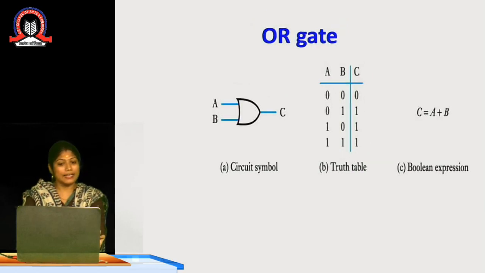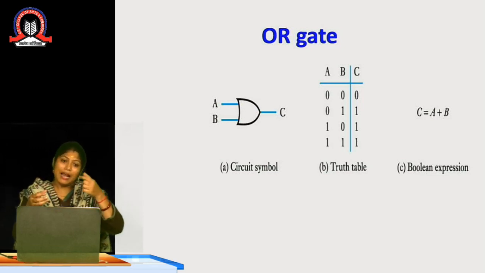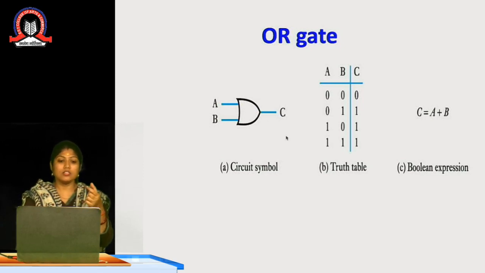Coming to the second basic gate, the OR gate. When I talk about ORing, doing OR means we are adding the bits. This is the symbolic representation of the OR gate. A and B are inputs, and the output is C. So C equals A plus B. This operation is called the logical expression, also called the Boolean expression. We can see that C equals A plus B. So what does OR do? OR just adds the bits.